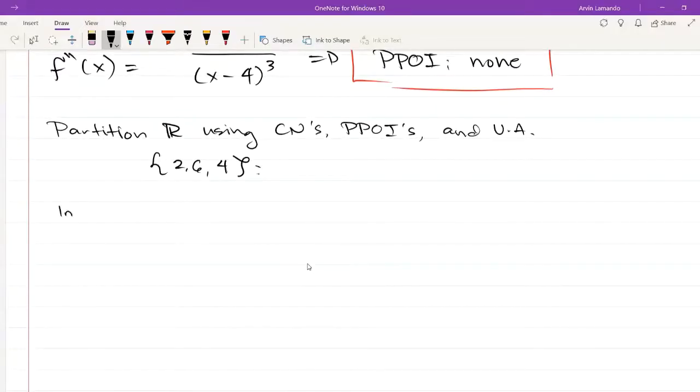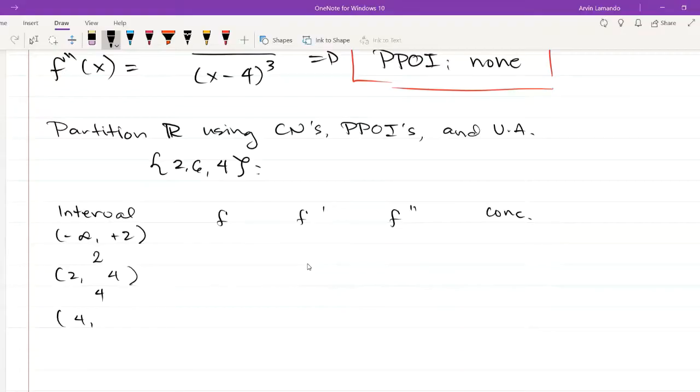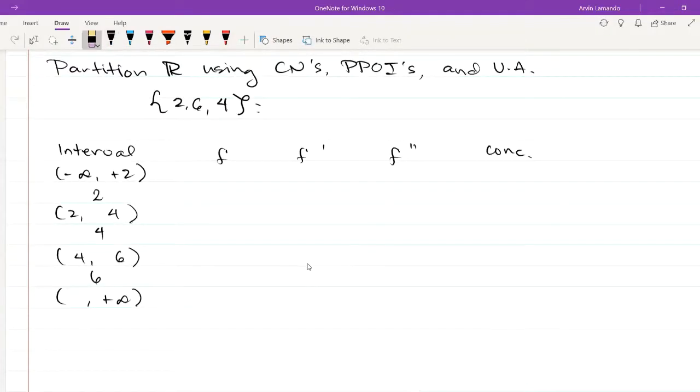Therefore, we will construct the table of signs like so. We need the columns interval, f, f prime, f double prime, and the conclusion. So in the interval negative infinity to positive 2, and then for the next row, we have 2 to 4, 4 to 6, 6 to positive infinity.